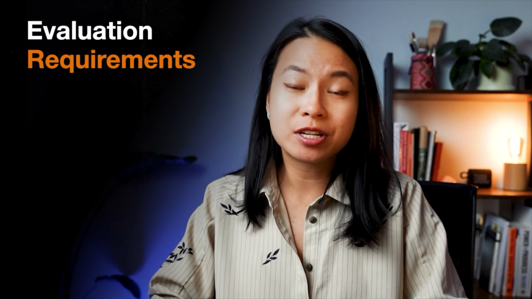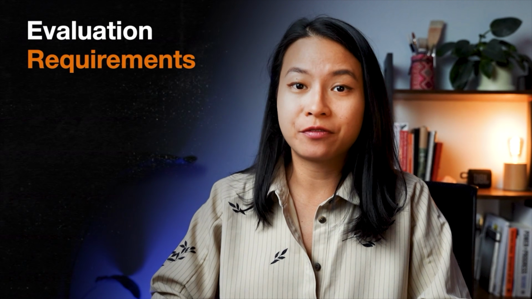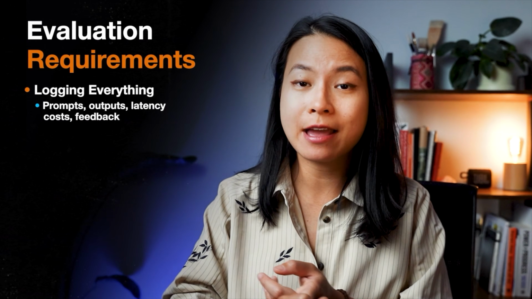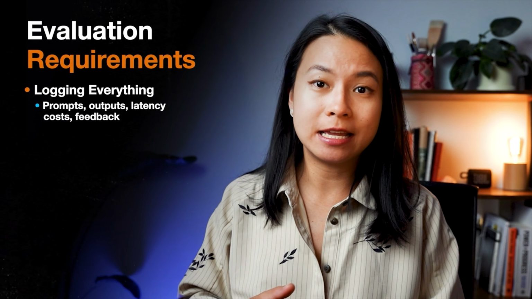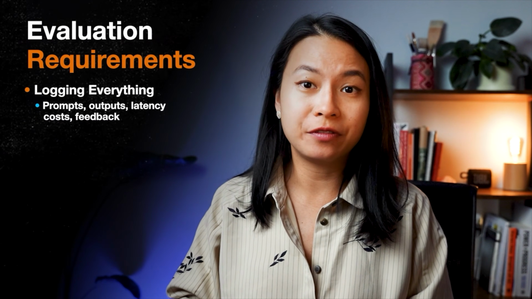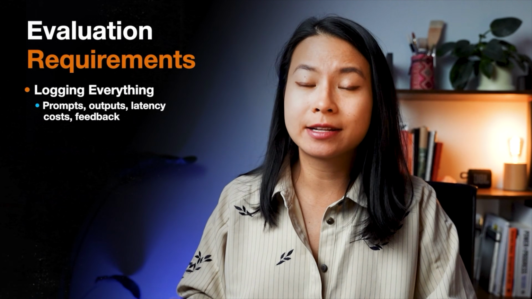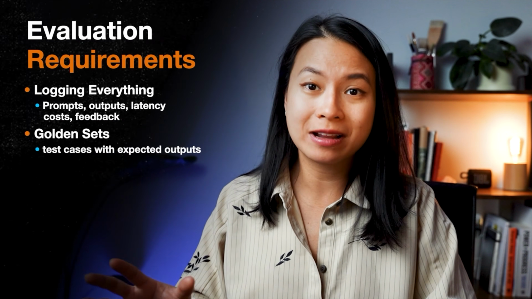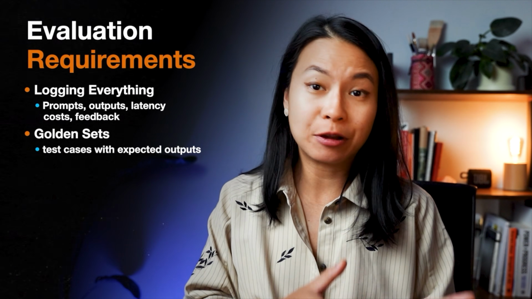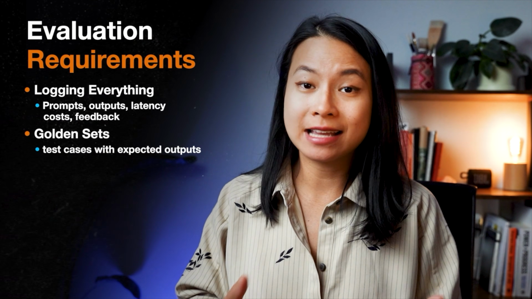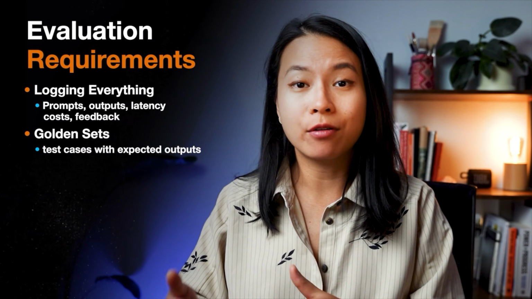Essentially, the evaluation process involves a few different things. First, we have logging everything. So we log the prompts, the outputs, the latency, the costs, and the user feedback. The second thing is to create a reference set or a golden set. These datasets contain the reference input and the expected output. So they are the test cases that we'll be using for our evaluation.